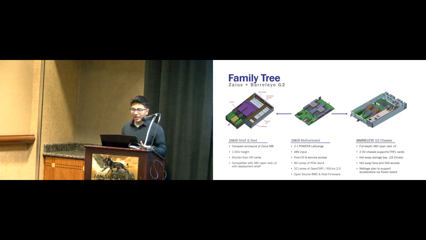On the right, you have the Barreleye G2 server. It's basically built for full-depth Open Rack V2, as I want to call it. It's a 2 OU tall server, so we can easily fit half-height, half-length cards, and full-height, full-length cards as well, with a riser. Essentially, we build a riser to support that. We have hot swap storage. I'm going to speak to what's special about the storage in a little bit.